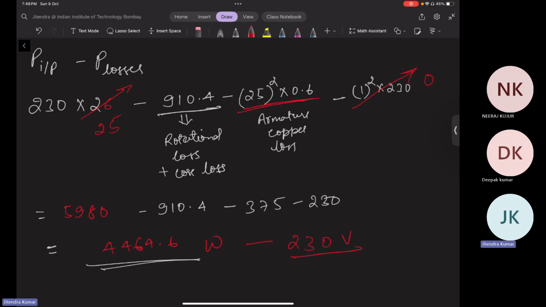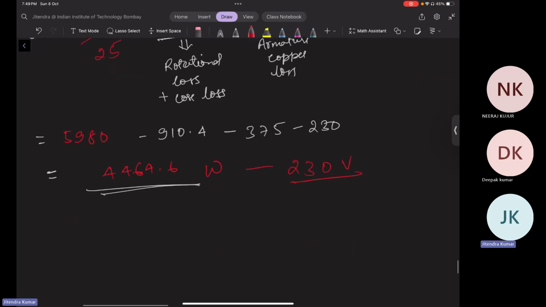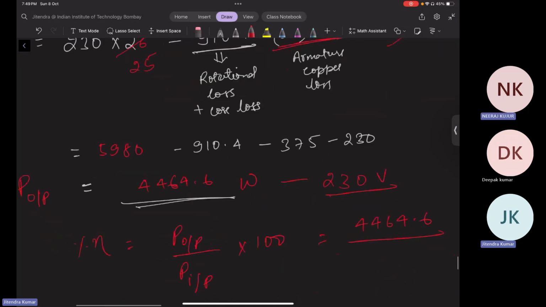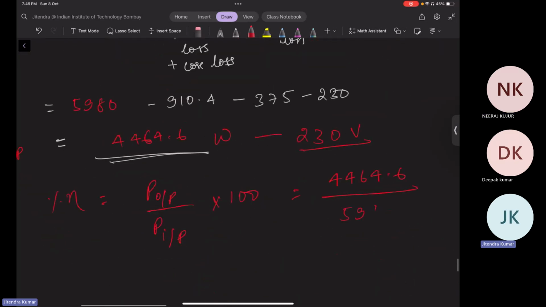Okay, then. The next thing is you could easily find out the efficiency, right? P out by P in into 100 equal to 4464.6 divided by the input, which was 5980. So it will be approximately 74% or 75%. So this much.